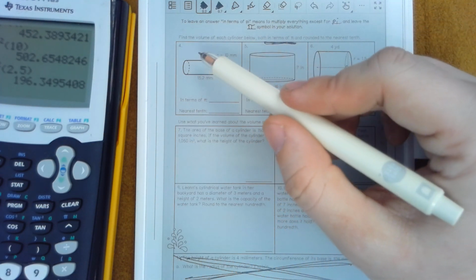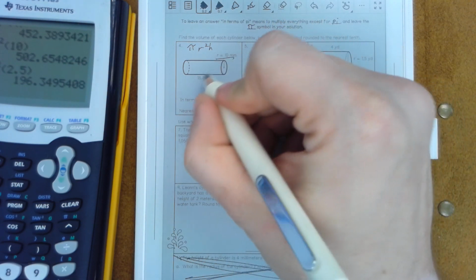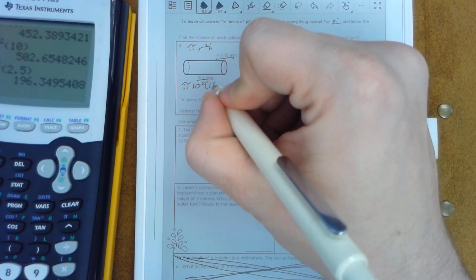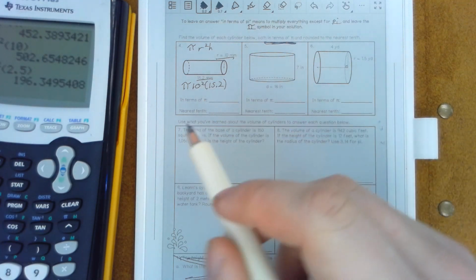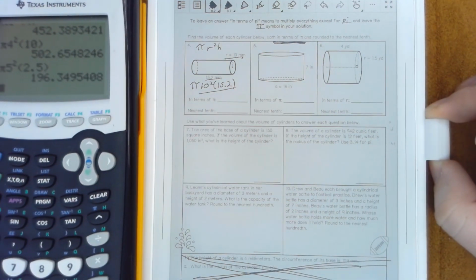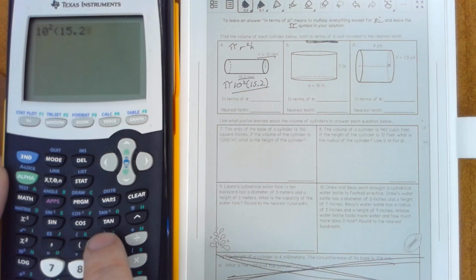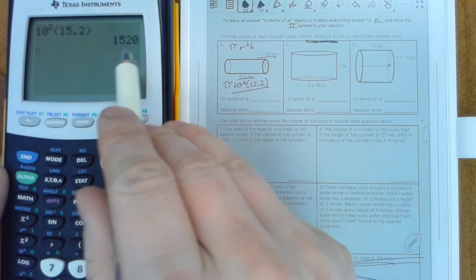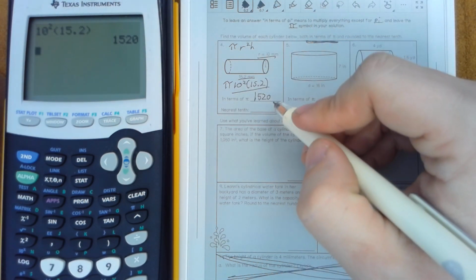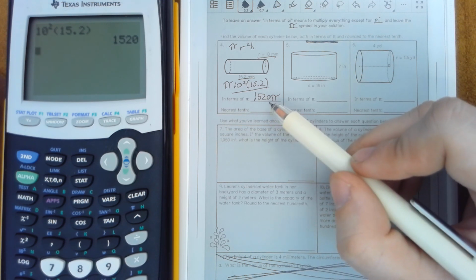The way that looks is for number 4, for example, we know our formula. This would be pi times the radius squared times the height. But when I go to plug in these values, pi times the radius, so 10 squared, times the height, 15.2, I'm very specifically only going to type this into the calculator. You are not going to type in pi. We're just going to type in 10 squared times 15.2, and that gives me 1,520. We still have pi, and we're just going to tack it on to the end. So 1,520 pi is what it's going to be in terms of pi.